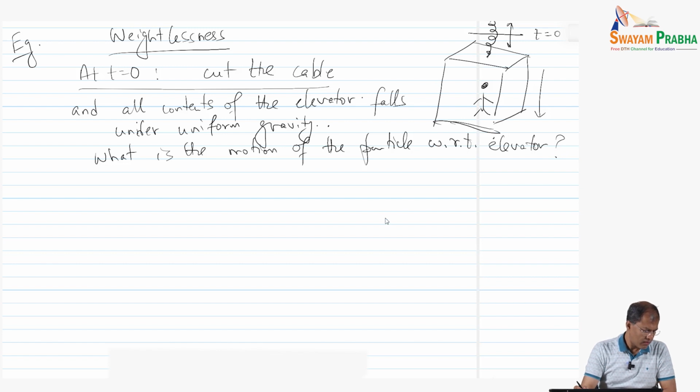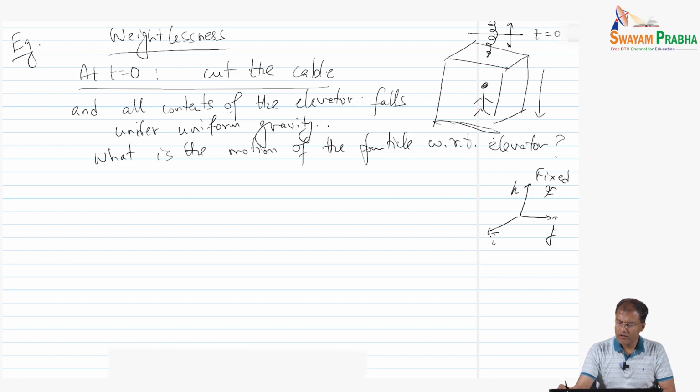So suppose we have, let me now fix the frame of reference here. Let me say we have one frame of reference which is fixed. So we have a fixed reference frame. Let me call this F with i, j, k. This is a fixed frame of reference, and we fix another frame of reference with respect to the moving elevator, right?